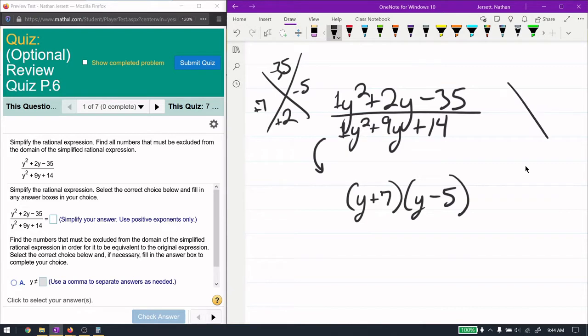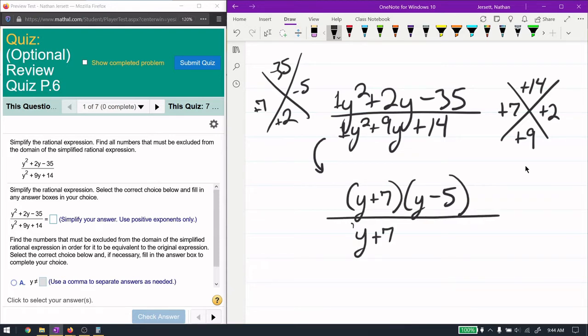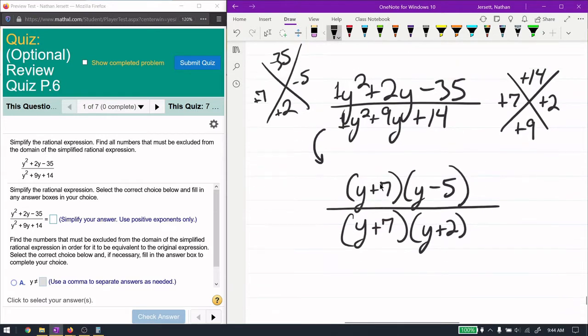All right, the bottom, a is 1 again, so we can use the shortcut, a times c, and b on the bottom. So this one we have positive 7 and positive 2. And we can immediately factor it into y plus 7, y plus 2.